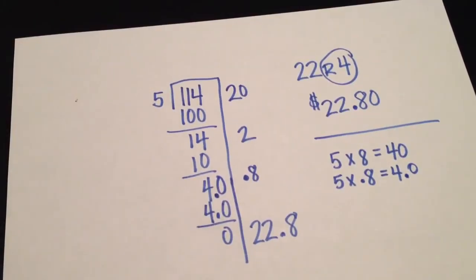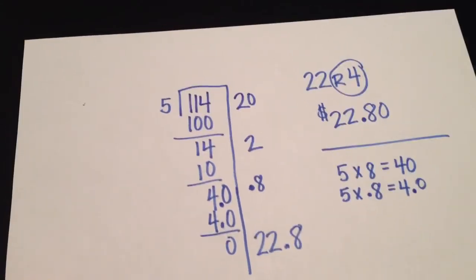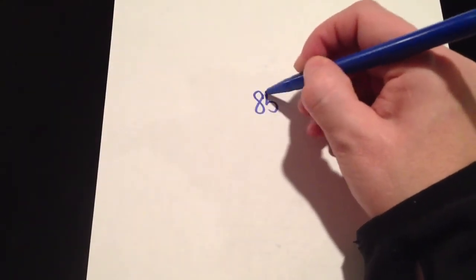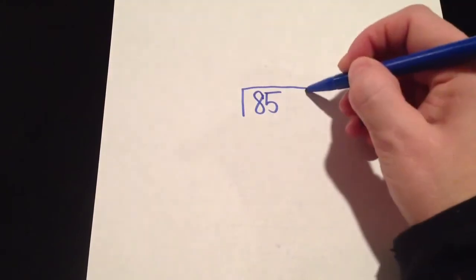We're going to take a look at more problems that we can solve using partial quotients in which we need a decimal as an answer instead of just a remainder. So let's go ahead and take a look at 85 divided by 2.